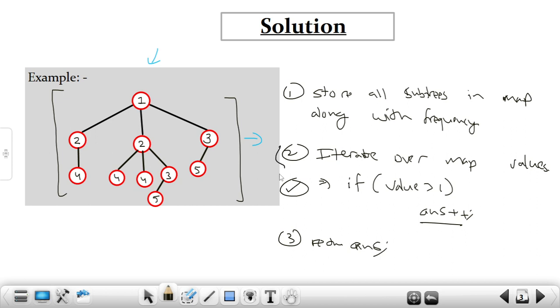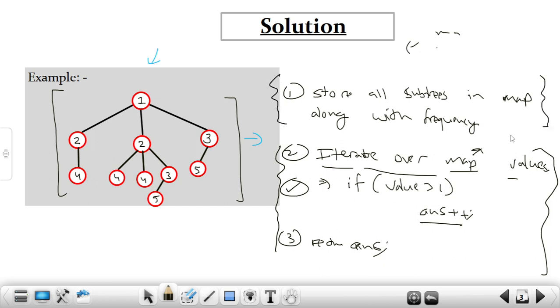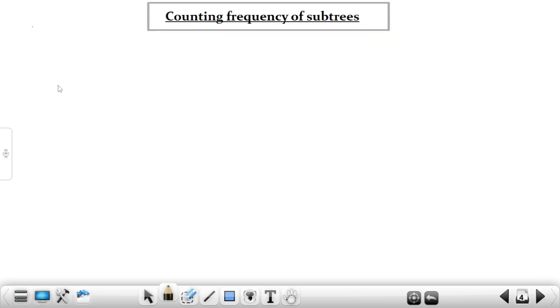I think these 2 steps are very obvious and clear to you, like how we can just check all the map values. This differs for every language, because in C++ we have a map, in Java we have a hash map, and in Python we have a Python dictionary. So there are different ways to iterate, but what I'm interested in is explaining the concept of the first step. This is really important. This is the question you are going to ask me: how to store all the subtrees in the map with frequency.